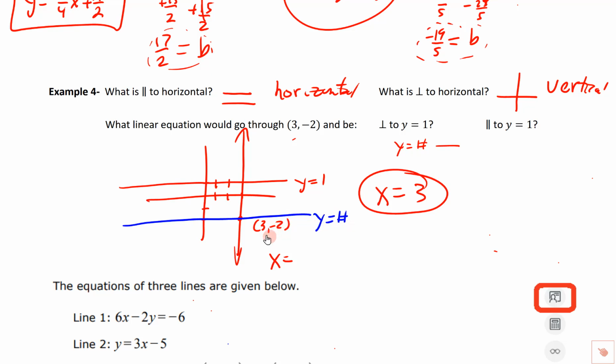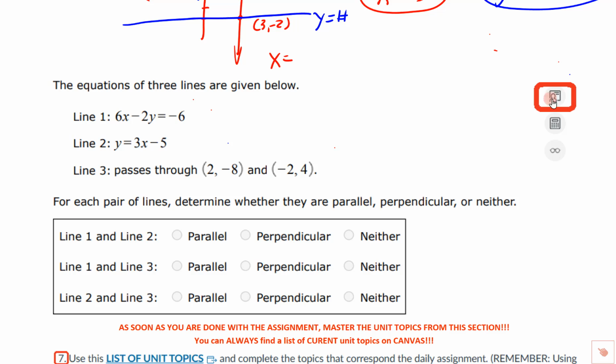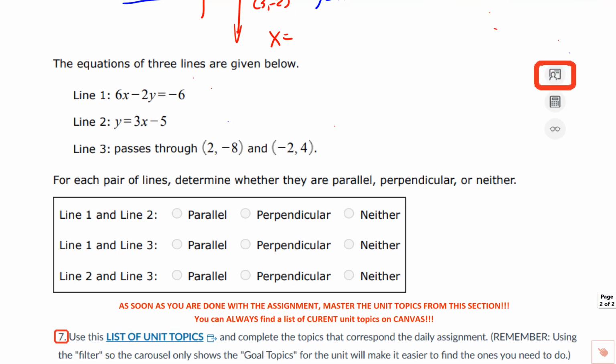Well, what number would it equal? It's not going to equal the x. It's going to equal the y. So this is going to be y equals negative 2. Again, this is the origin right here. This is 0, 0. So it crosses the y-axis down 2. So it's going to be y equals negative 2. Those can take a little while to figure out and make sure that you've got those straight, but those are really good problems. Again, quick reminder that you can always look at those videos that are on there to see how to do a problem.